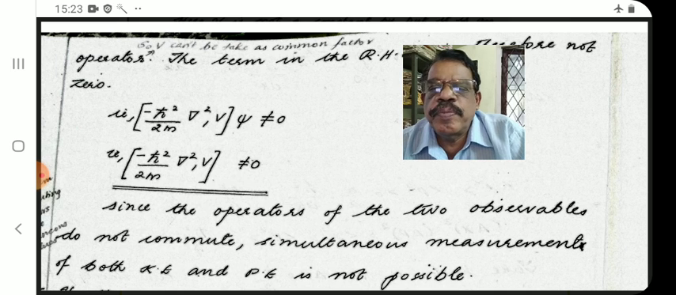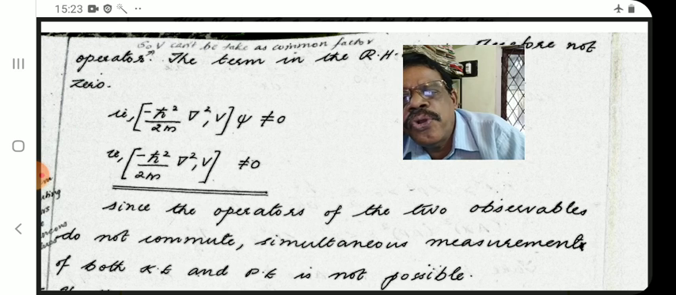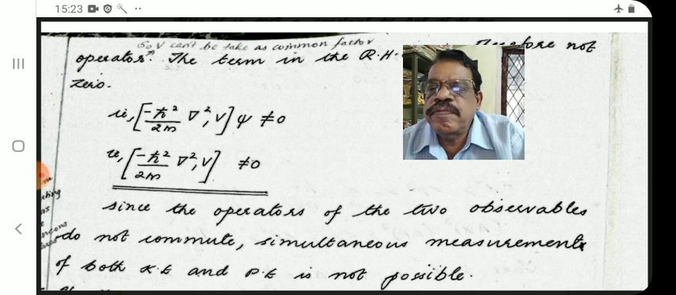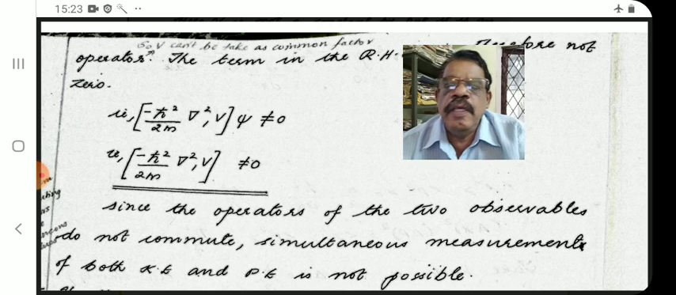Since the operators of the two observables do not commute, simultaneous measurement of both K and P is not possible.